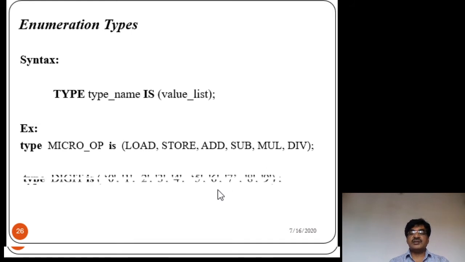Similarly, here is another type declaration: type digit is 0, 1, 2, 3 up to 9. That means digit is a data type consisting of these values. So the object declared under the data type digit can accept only these values: 0, 1, 2, 3, 4, 5, 6, 7, 8, 9.